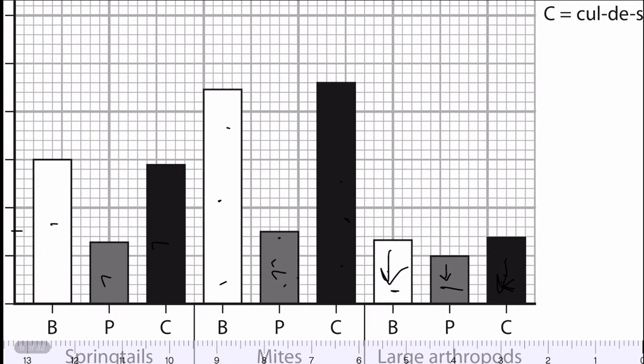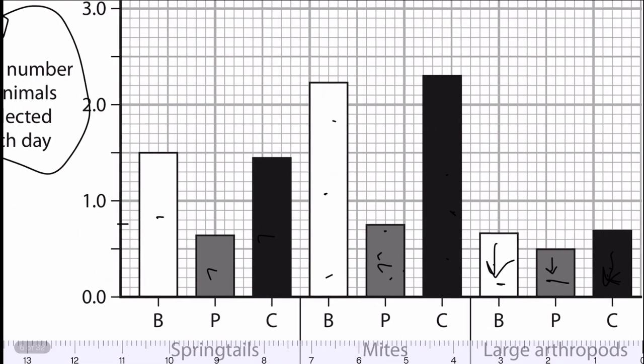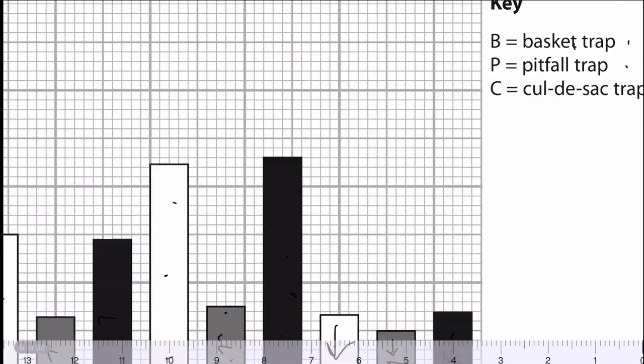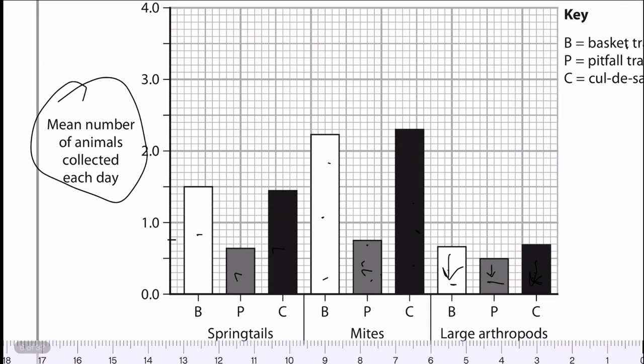And for the rest of them, you can also say generally that it seems the pitfall trap is catching the least of each of them, whether it's springtails, large arthropods, or mites. You can give a general statement like that. Just to provide variety in the type of answers you can pick, I'm going to use some different points, but I just want to show you that there's loads of things you can actually mention in this graph.